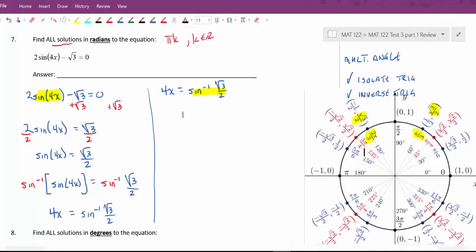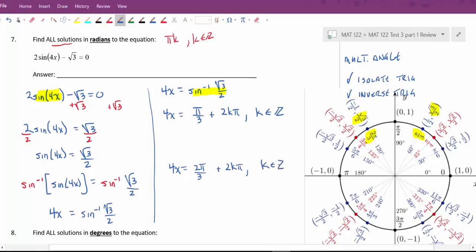And if I want all solutions, that means I'm going to write a formula. So I say two things. I say 4x is equal to pi over 3, but then I have to say plus 2 pi k, or 2k pi, however you want to do that, with k being an integer. Because in general, every time you add 2 pi to that, you're going to have another lap around the circle and keep getting to the same place over and over again. Then you want to do 4x equals the second answer, which is 2 pi over 3 plus 2k pi, where k is an integer.